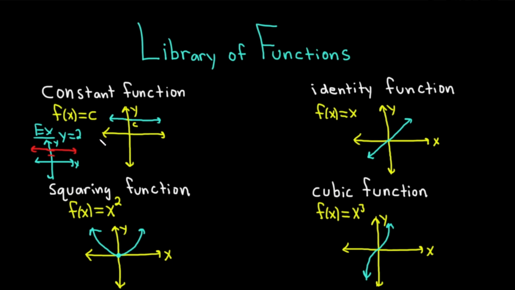It's constant. And it's always the same y value. So no matter what x value you plug in, if I plug in 2, I'm going to get C, right? No matter what you plug in, you get the same thing. The identity function, it basically spits out what you plug in. So if you plug in 3, you get 3. If you plug in -1, you get -1. That's why it's called the identity function.